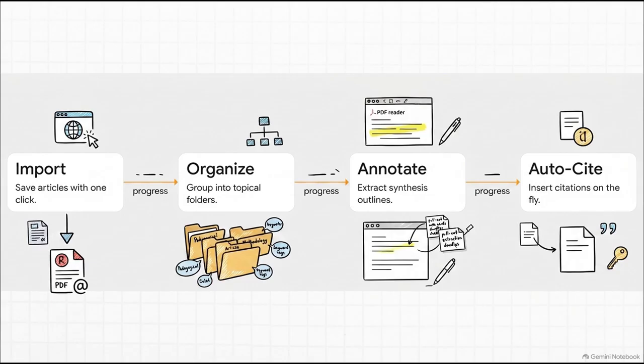Step 3. Annotate and extract. Read your PDFs directly inside the software, highlight key findings, and turn those notes into outlines. And finally, Step 4. Draft and auto-cite. Connect your reference manager to your word processor. Following these 4 steps ensures you can insert citations on the fly without ever interrupting your writing flow.